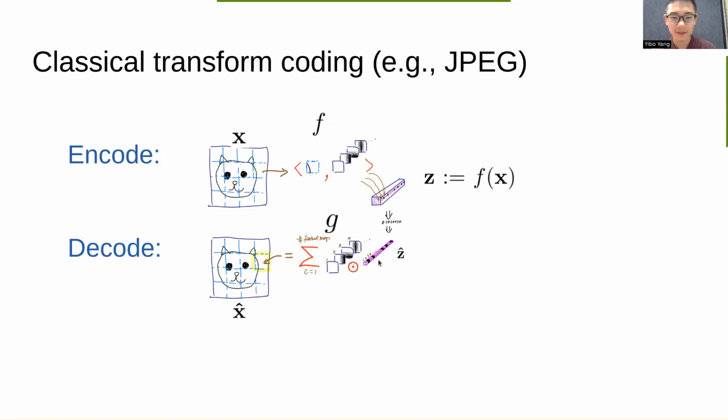On the decoding side, we will take a vector of transform coefficients and use them to form a weighted combination of the filters. And we'll use the resulting sum as the reconstruction for that particular image patch. And we'll repeat this for all the other image patches.